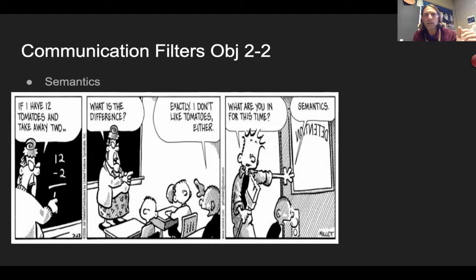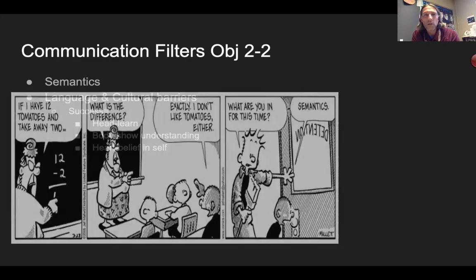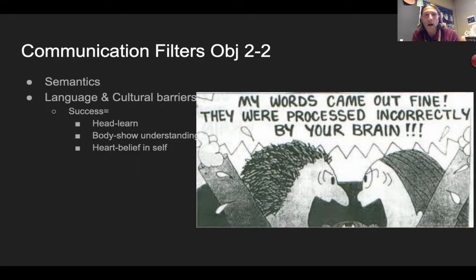So, some of the key communication filters. One is semantics. And so this cartoon does a good job of expressing what semantics is. When you look at that middle panel, she says, what is the difference? Well, there are two different meanings of difference. There is the difference between two numbers, and then there is the difference of not liking tomatoes. And so that can be a communication filter that's going to cause problems.